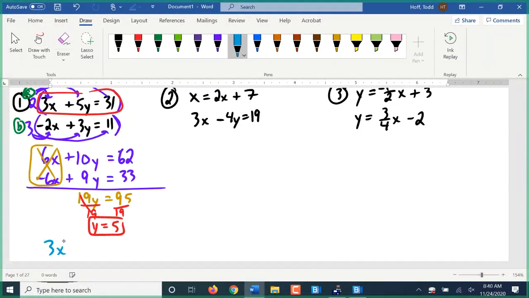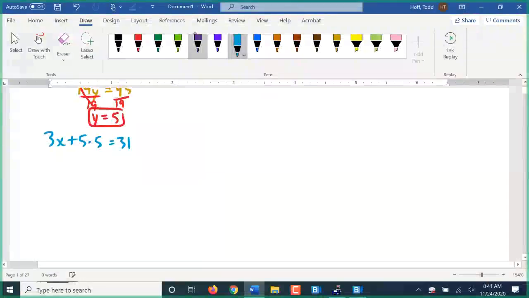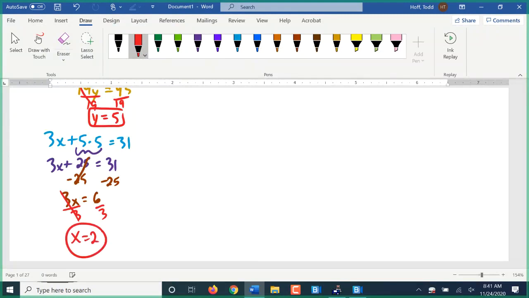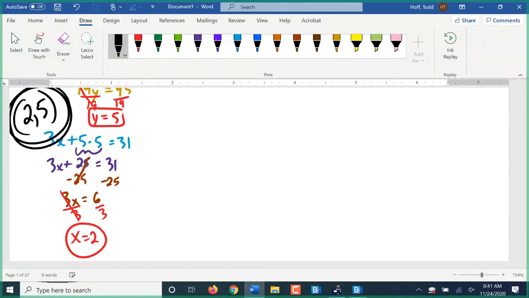So 3x plus 5y becomes 3x plus 5 times 5 equals 31. 5 times 5 is 25. So we have 3x plus 25 equals 31. We'll subtract 25 from each side. 3x equals 6. And we divide by 3 to get x equals 2. So our solution to this system is x equals 2 when y equals 5. So we get that ordered pair (2, 5).